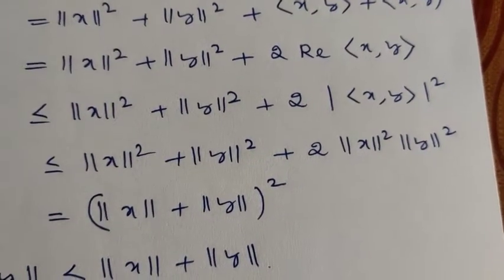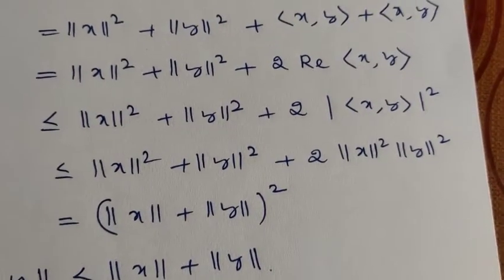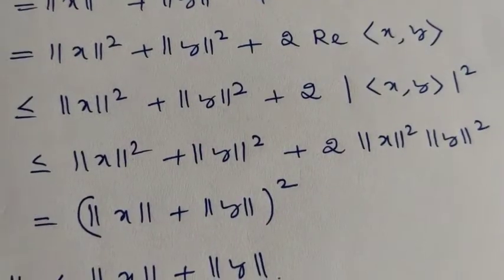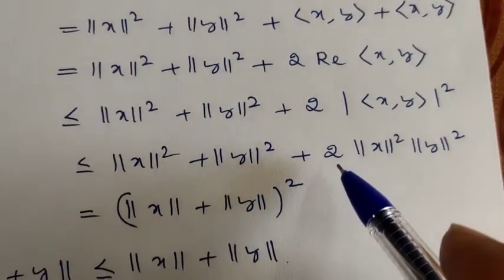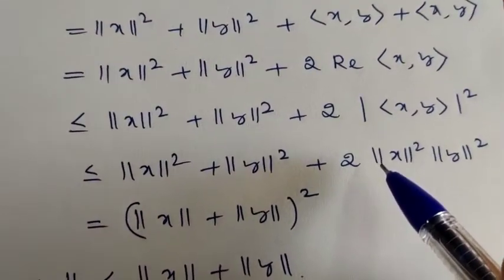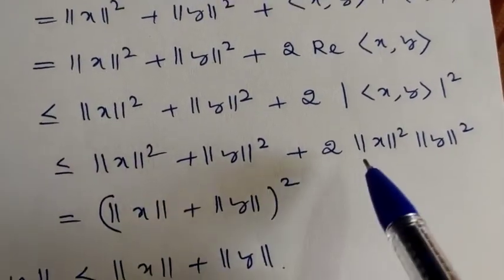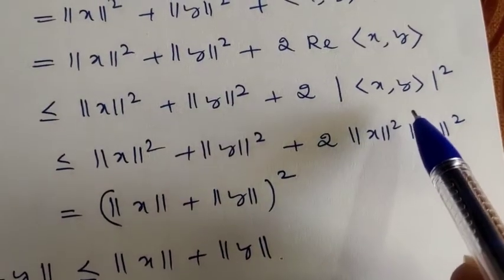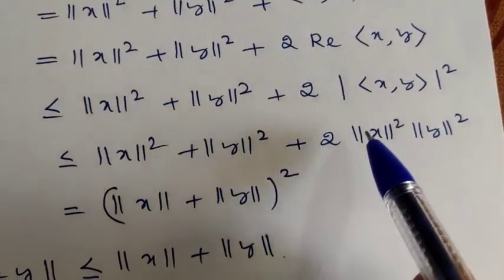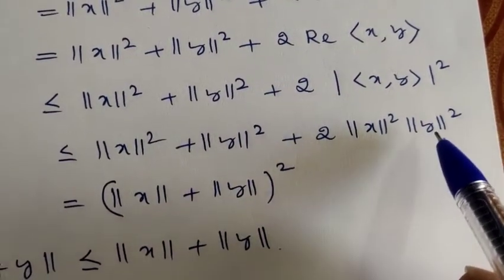x square plus y square. Definitely x is less than or equal to this one. Okay, this is less than or equal to x square plus y square. So this is less than or equal to norm of x square plus norm of y square plus this, which can be written by squares inequality as 2 times norm of x square plus norm of y square.